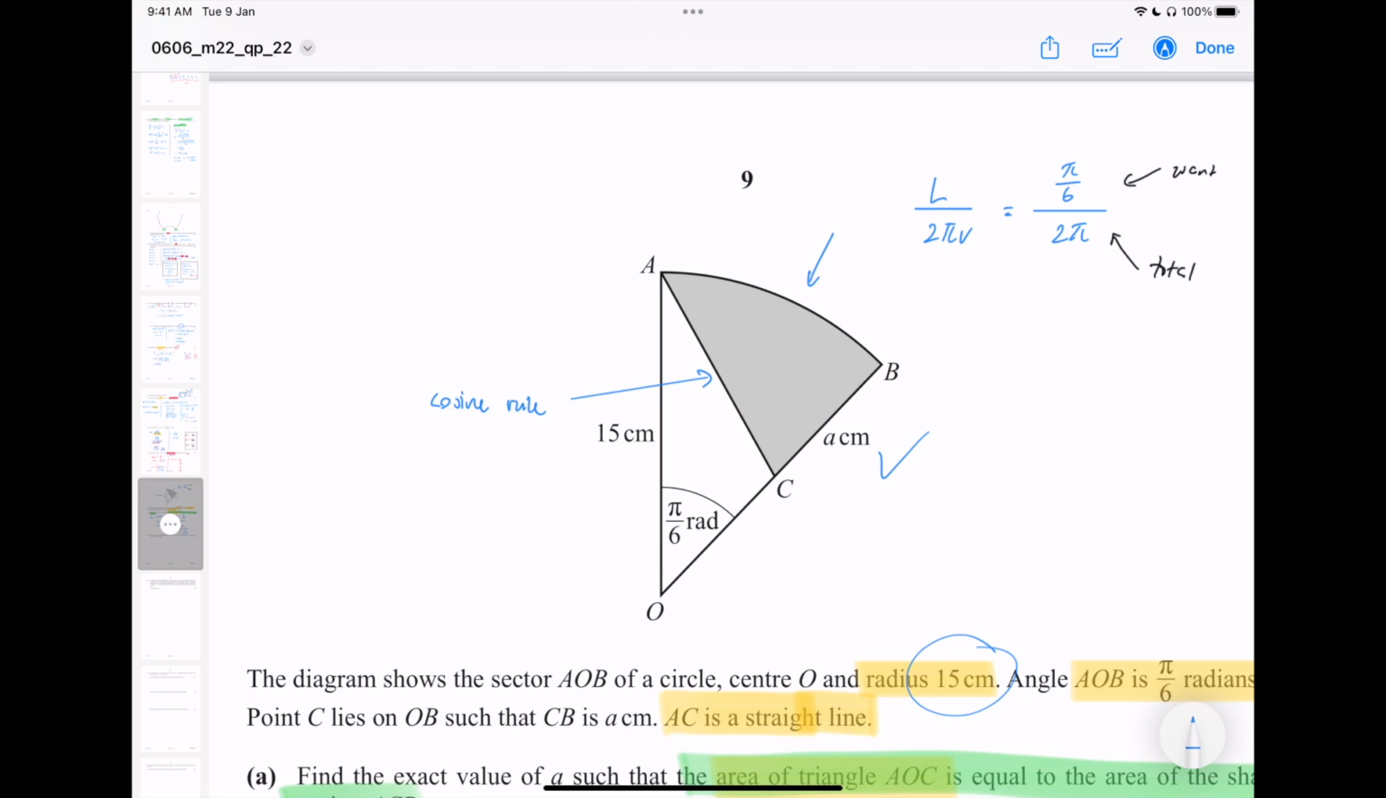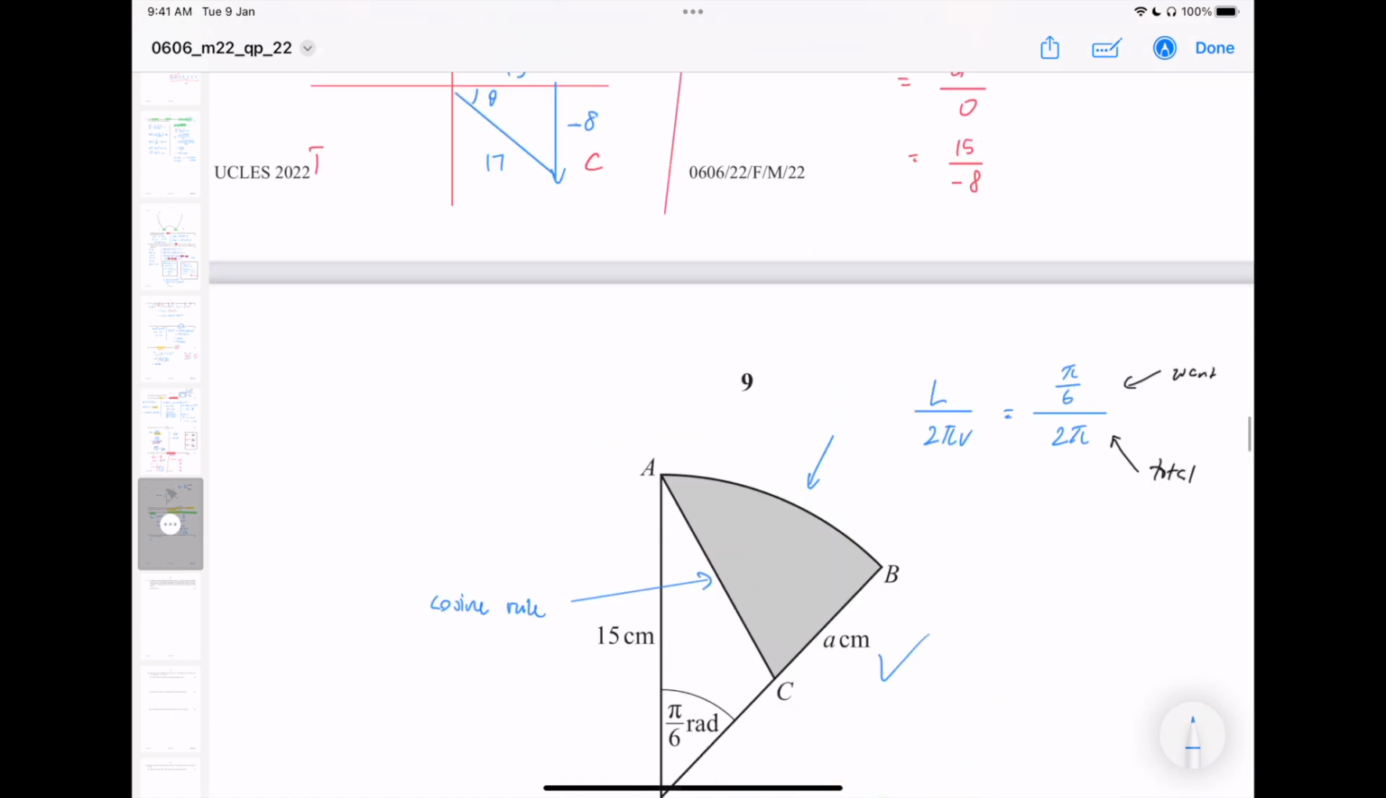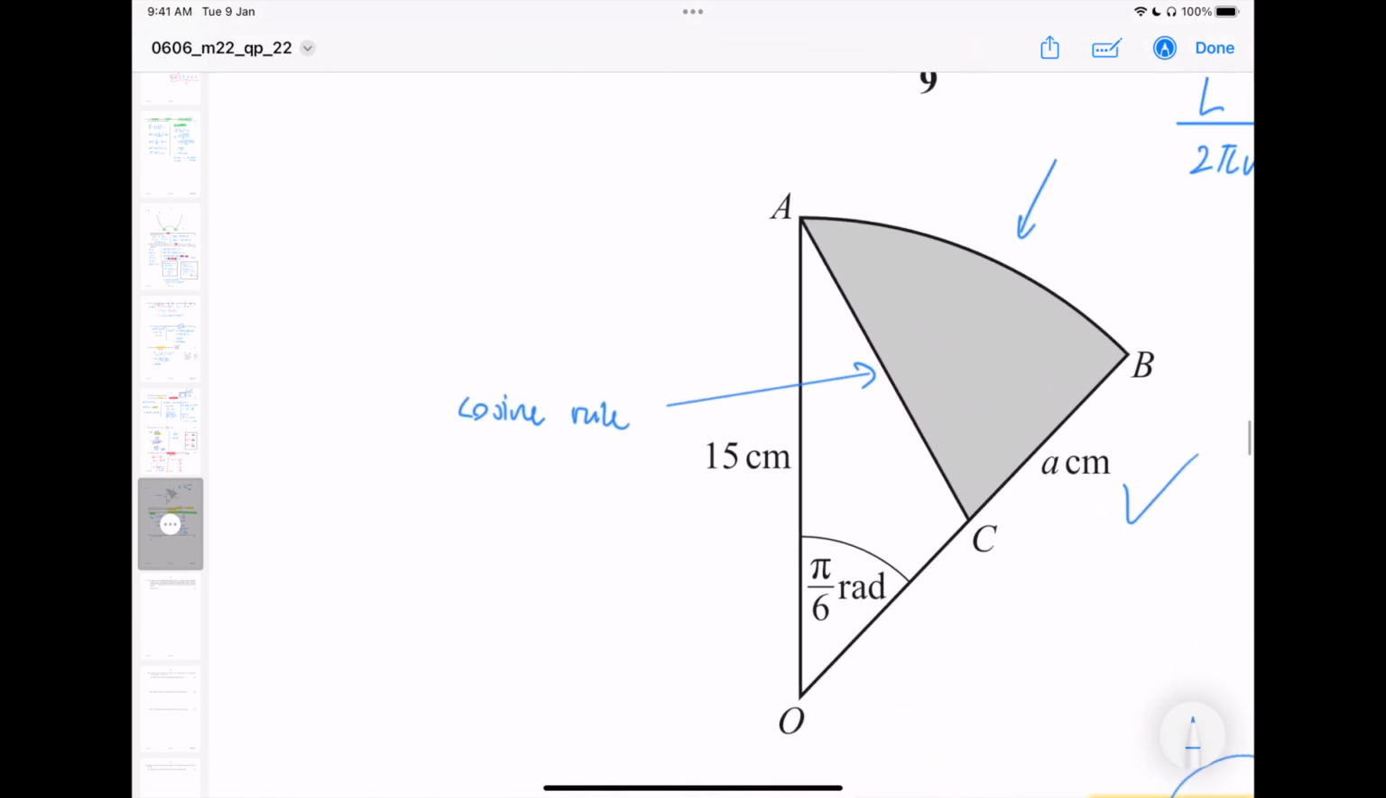Alright, now we have all the information. Let us get the perimeter. Perimeter is going to be, let's just do the cosine rule. So AC is what you want, AC squared. The cosine rule is just Pythagoras minus the extra length. So AC squared equals 15 squared plus OC squared. You can see that it's Pythagoras minus 2 times 15 OC cosine pi over 6. Cosine the angle that you're using.